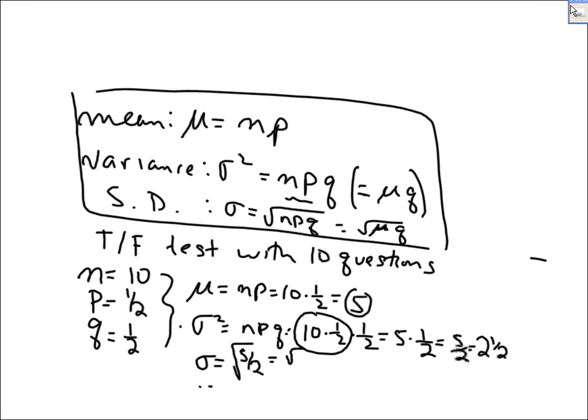If I multiply the top by 2, I get 10, and I don't know the square root of 10. But I have to multiply the bottom by 2. 2 times 2 is 4, and the square root of 4 I do know. So the standard deviation is the square root of 10 over 2, and the variance is 2 1/2 or 5 halves.